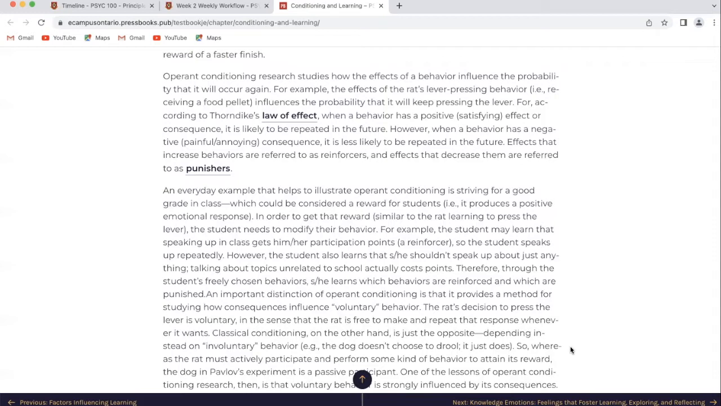However, when a behavior has a negative, painful, annoying consequence, it is less likely to be repeated in the future. Effects that increase behaviors are referred to as reinforcers, and effects that decrease them are referred to as punishers.